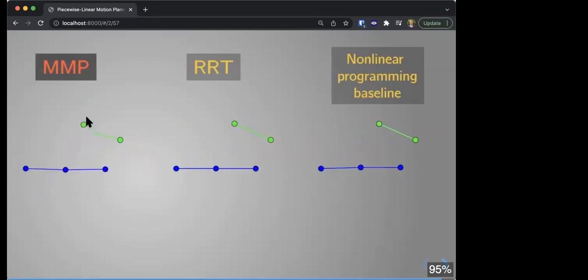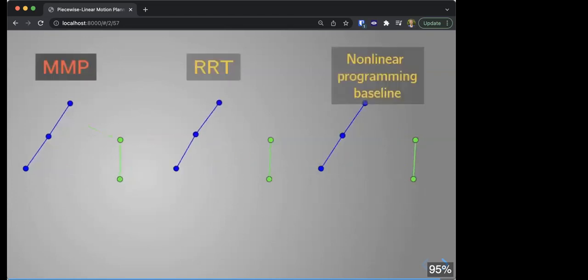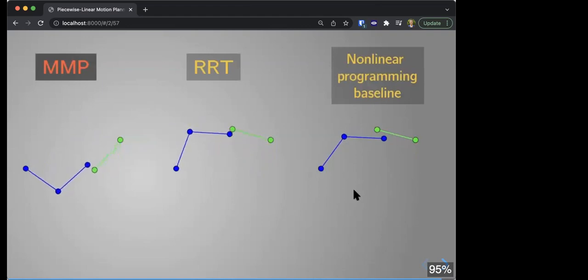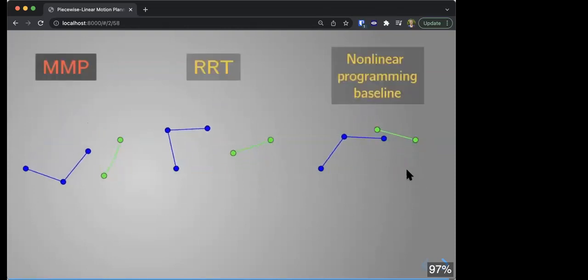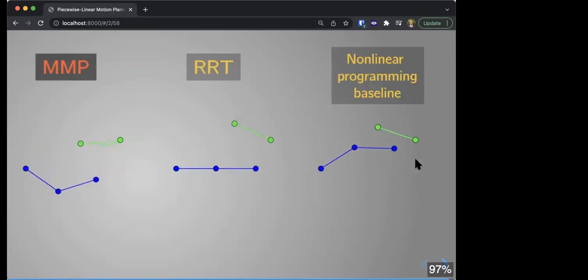MMP is ours again. RRT is this graph-based, sampling-based method. And on the right, I just put a method that is based on local search, so it just tries to solve this optimization problem with some black box solver. Let's see what's happening. If you focus on the right, this method, which I call the nonlinear programming baseline, is not working at all because these two arms just collide with each other. So this method was not able to find feasible solutions.